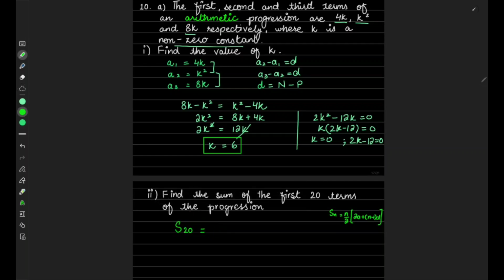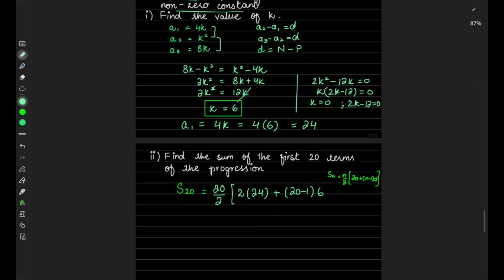So this will give you 20 over 2 times 2A. So now the thing is, we also don't have A right now, because we have already had A in terms of K. So A1 will be equal to 4 times K. That means 4 times 6. So that will give you 24. So 2 times 24 plus n minus 1, so 20 minus 1 times D. And we haven't found D.